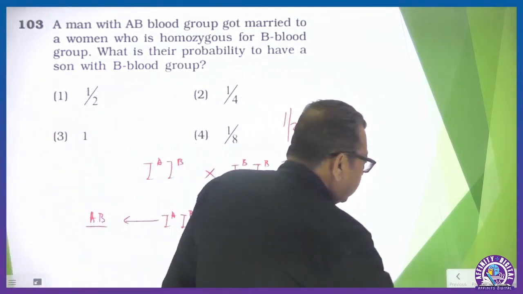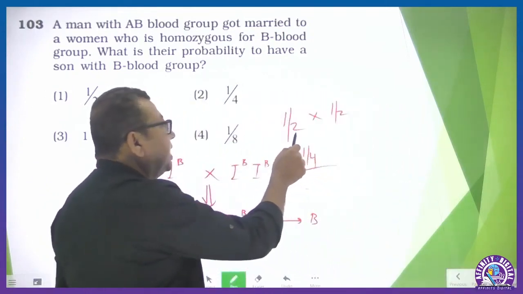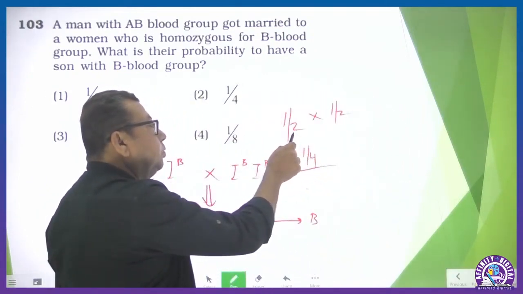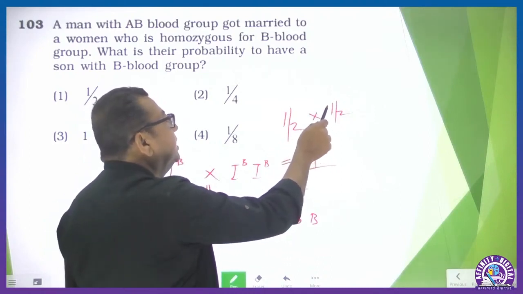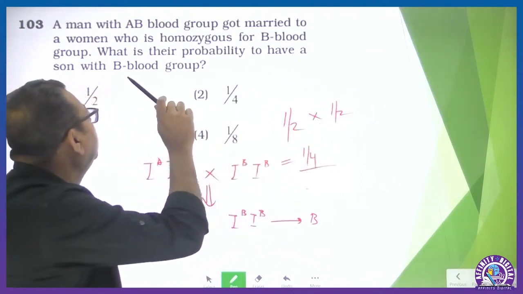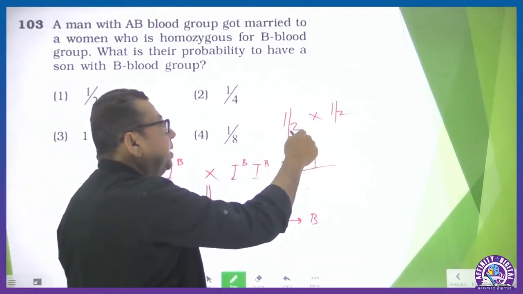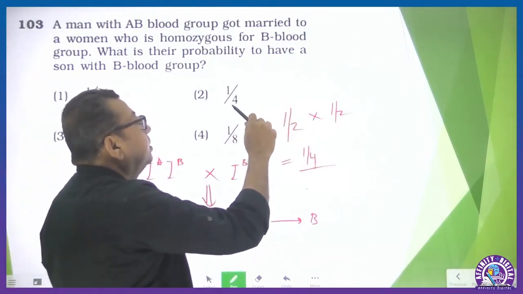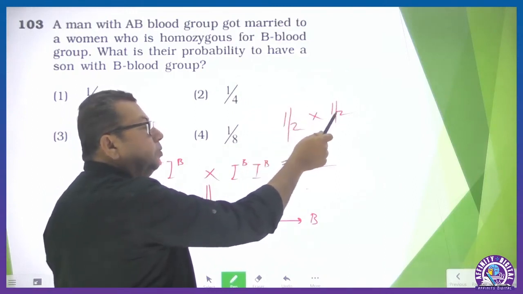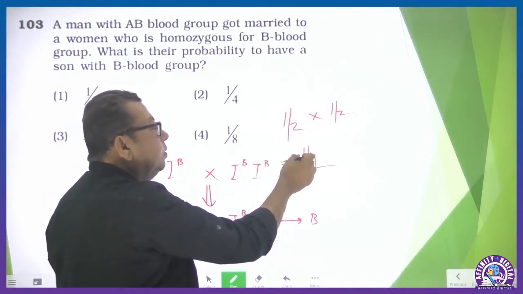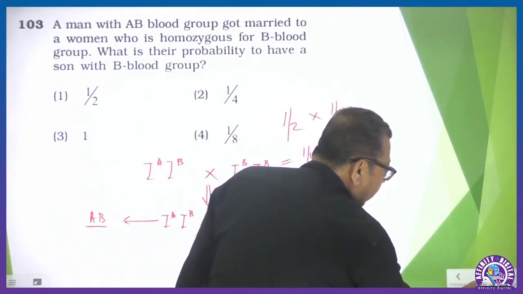Okay. So this half is individual probability to have a son and this half is individual probability to have B blood group. So combined probability of these parents to have B blood group, combined probability to have a son with B blood group is half into half, matlab 1 by 4 will be the answer.